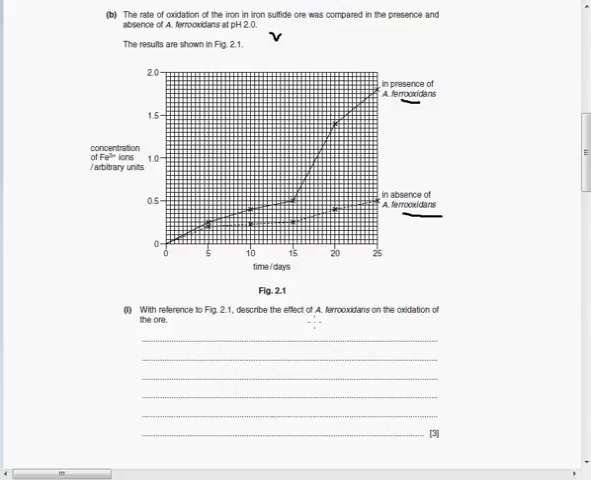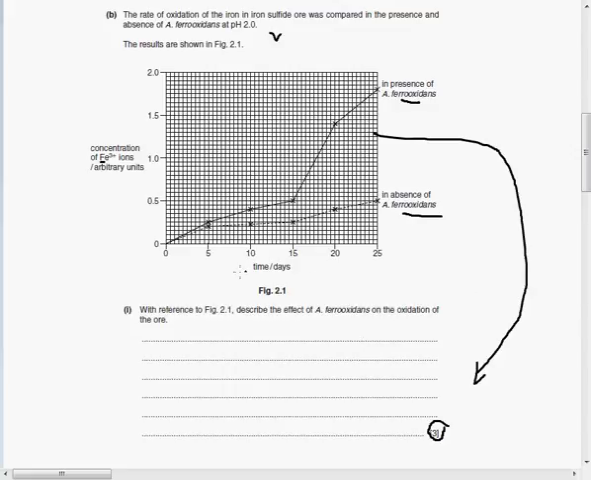So we should say that when ferrooxidant is present, the rate of oxidation of iron is high because the concentration of Fe3+ is high, right? That's the first point. Now you should know that when you are given 3 marks in this kind of question, which requires you to evaluate data and then give the result from the data, these questions require you to quote some data.